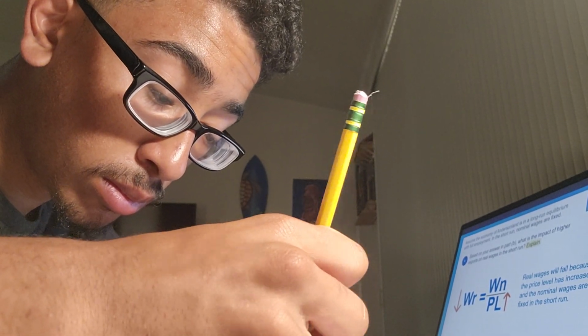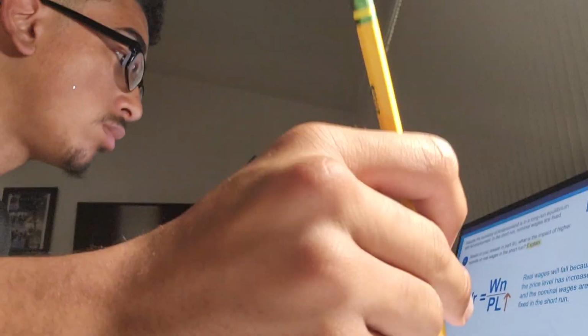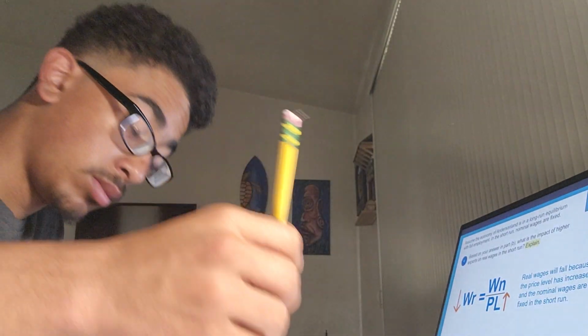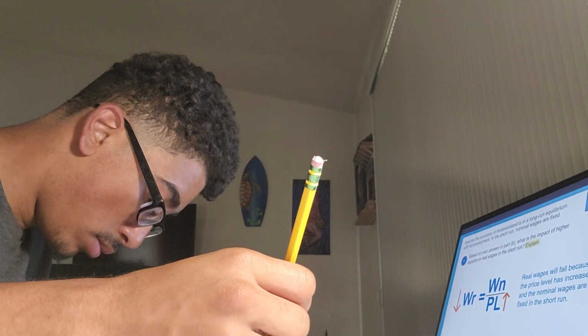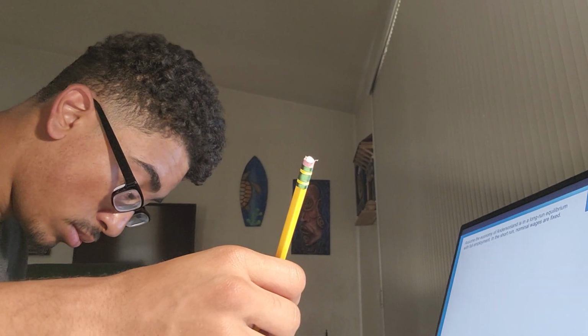You could use this equation to answer the problem. You could use it in your answer to get credit for it. So, real wages falling because price level's gone up with nominal wages fixed.